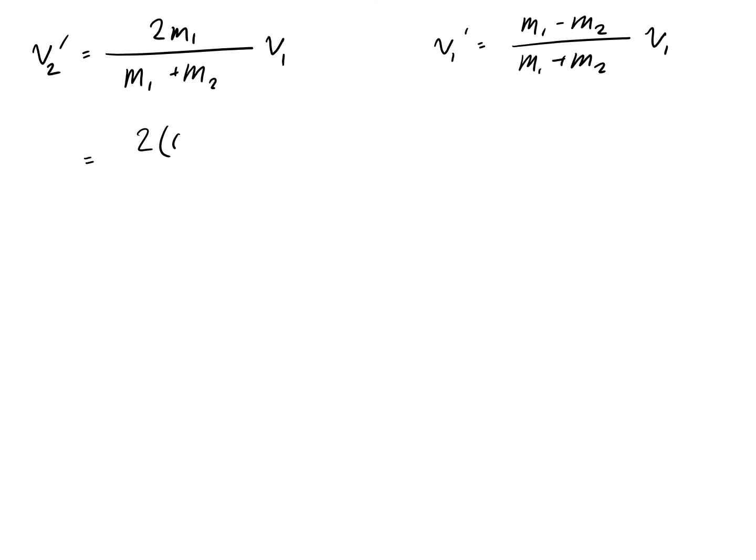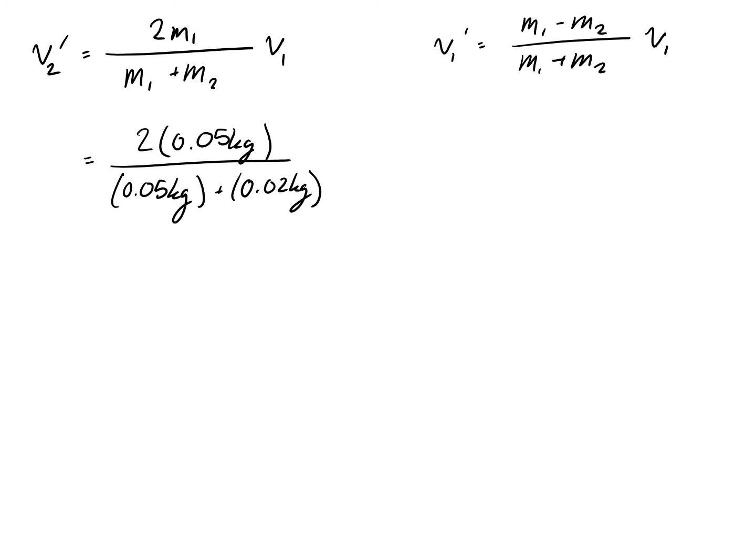So I'm going to do 2 times 0.05 kilograms divided by 0.05 kilograms plus 0.02 kilograms, times 2 meters per second. Taking that and plugging it in, I got 2.857 meters per second. Or if I wanted to be picky with sig figs, I was given 2 in this case, 2.9 meters per second.